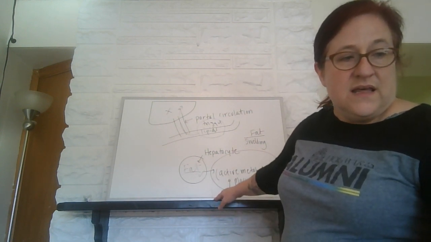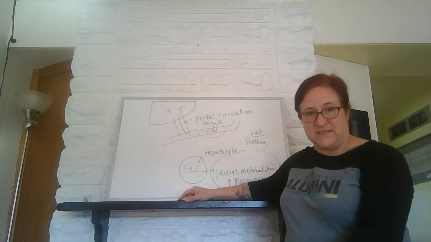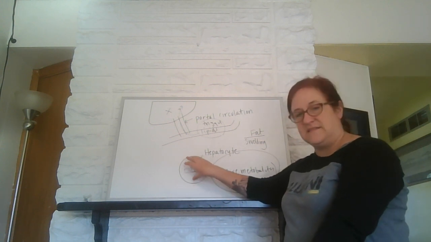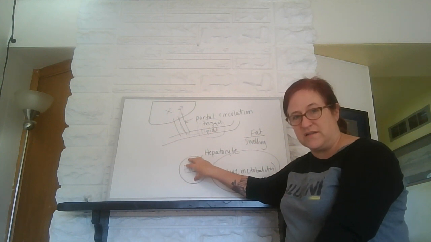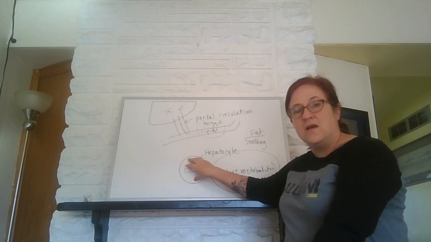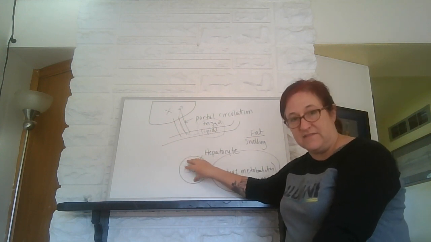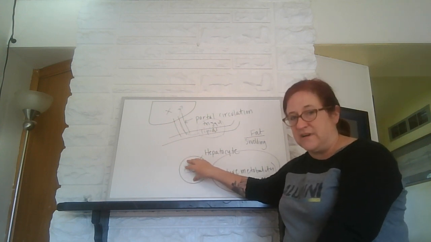Eventually, this could lead to cirrhosis. The same sort of process of active catabolism of intracellular accumulations occurs with excess alcohol. It's just that it's alcohol that's going through this instead of fat. So the process is very similar.